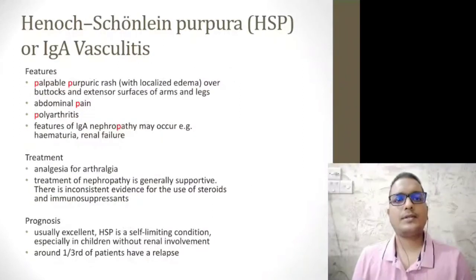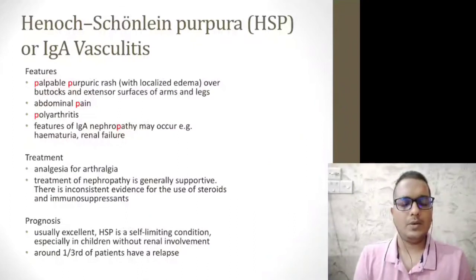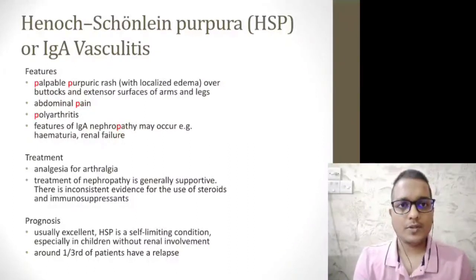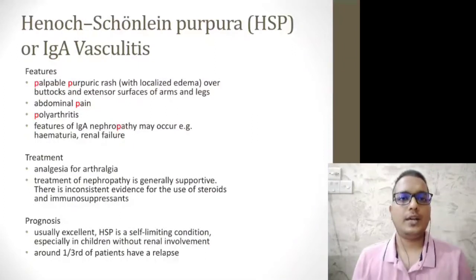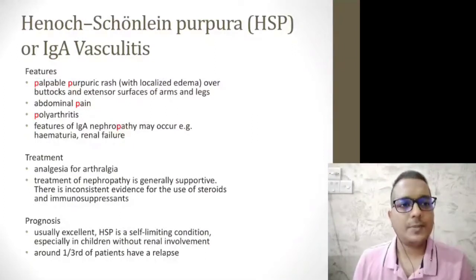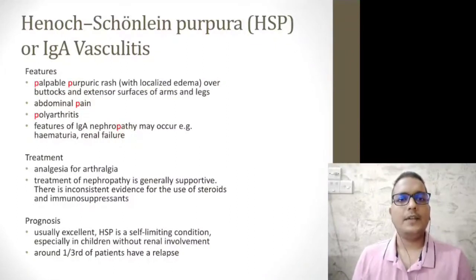Now we come towards some of the small vessel vasculitis. I will discuss some here and some in the other video, where I will discuss the ANCA associated vasculitis. So the small vessel vasculitis I will discuss now are non-ANCA associated, so there will be no positive ANCA. So what are those? The Henoch-Schönlein purpura or HSP, or IgA vasculitis. The name suggests that there is IgA deposition all over the body.